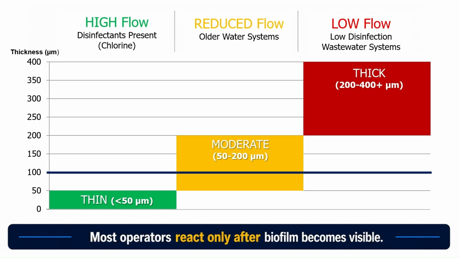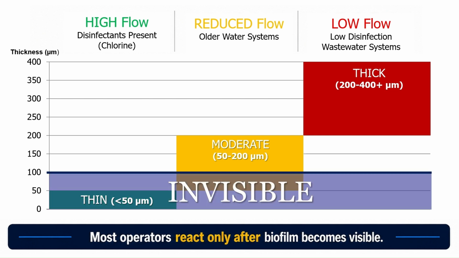Biofilm thickness varies significantly depending on flow conditions, nutrient availability, disinfectant residuals, and system design. Some systems may develop only a thin layer. Others can develop biofilms hundreds of microns thick. The important point is that biofilm can exist long before it becomes visible. Even relatively thin biofilms can contain large microbial populations and create operational challenges. By the time you react to the biofilm, it has already made your system a home.